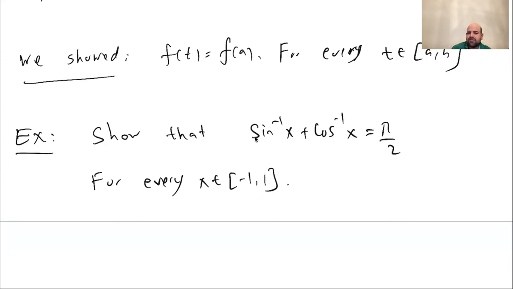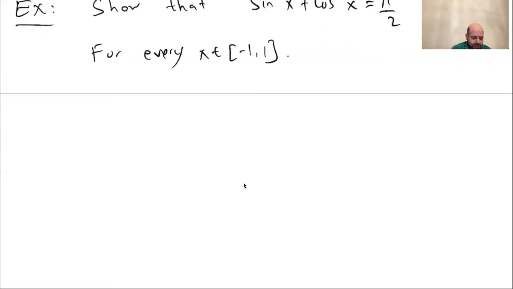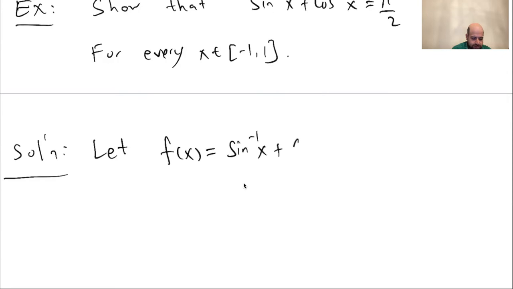So why don't I call this left-hand side F of X, and let's see whether F prime of X is 0. If F prime of X is 0 not just for one X but for every X in this open interval, then we can say that the function must be a constant function. So let F of X equal sine inverse X plus cos inverse X.